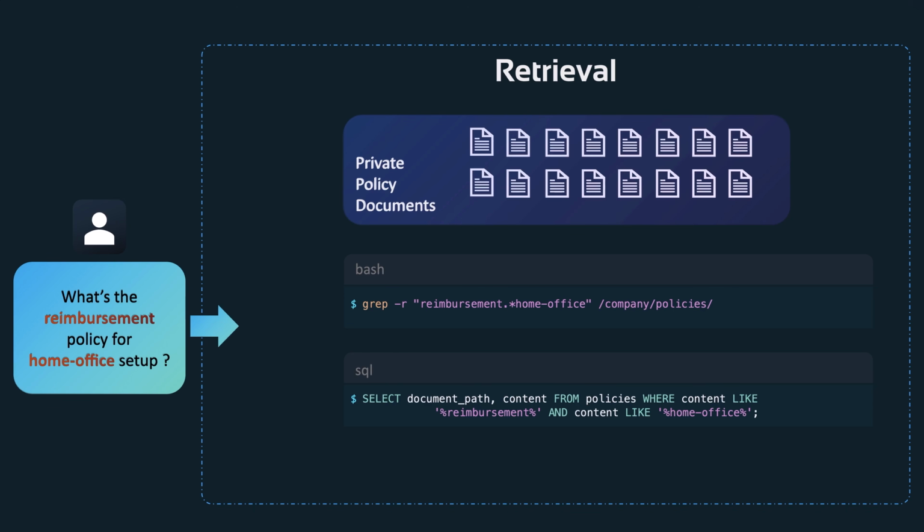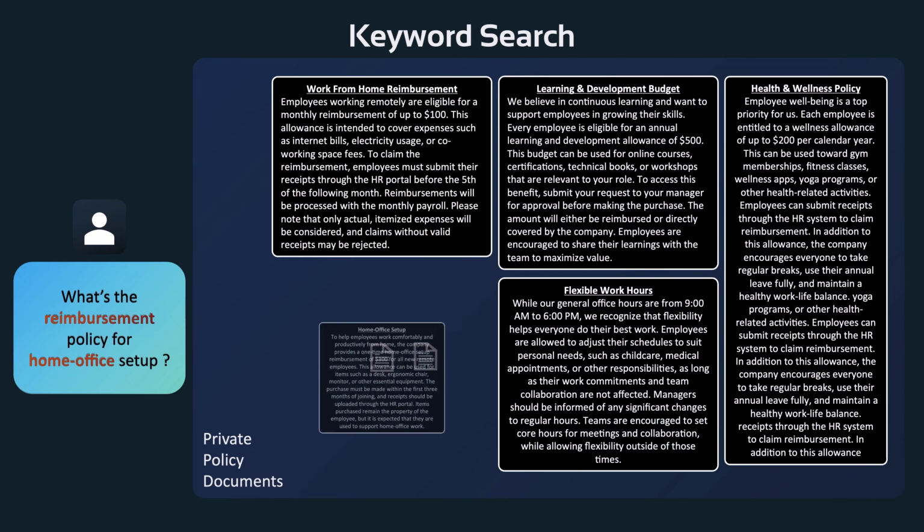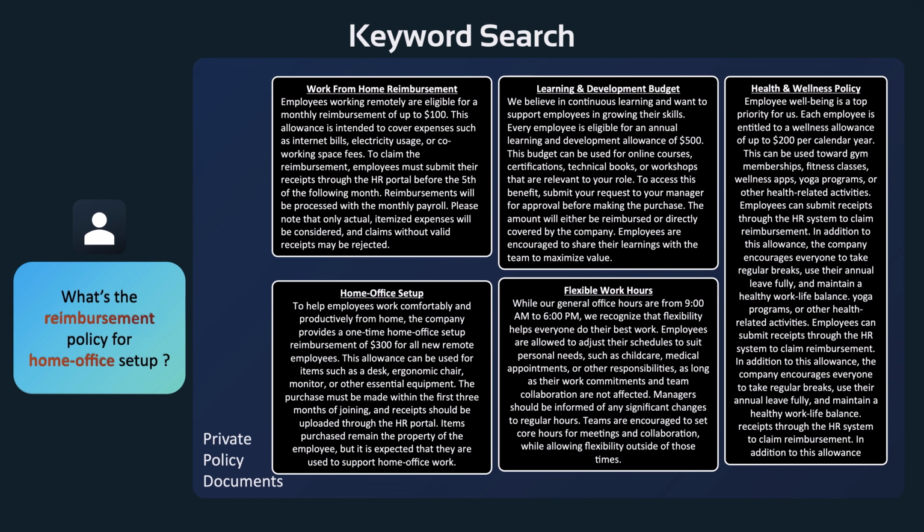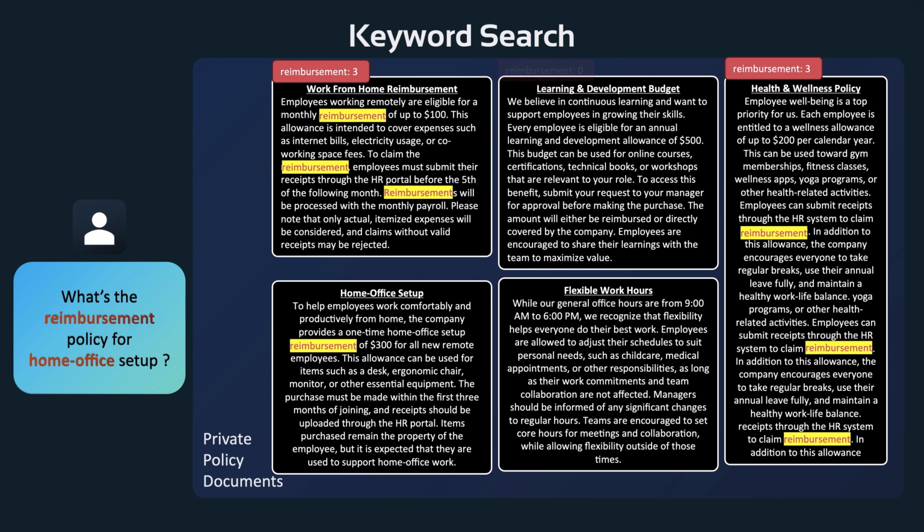This approach of searching the documents with the exact words is known as keyword search, and it is a very popular technique that's used by many of the search platforms. To explain it simply, this approach goes through all the documents, identifies keywords, and ranks them based on their frequency. In this case, it counts the occurrences of reimbursement in all documents and records them. So we have 3 occurrences in the first document, none in the middle 2, but another 3 in the third one. It then does the same for home office, and we see that it's only present in the home office setup document.